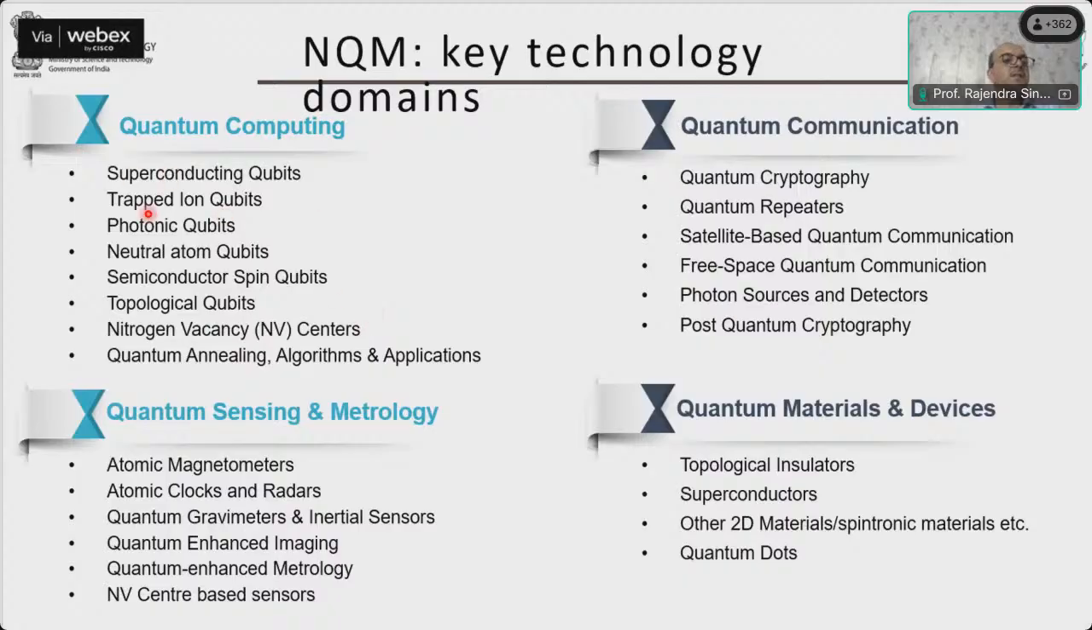Is on superconducting. Then there are qubits which are based upon the trapped ion. And similarly, photonic qubits are also there, neutral atom qubits are there, qubits based upon the spins in semiconductor, like, let's say, transistors are there.